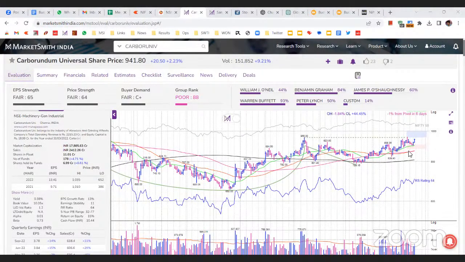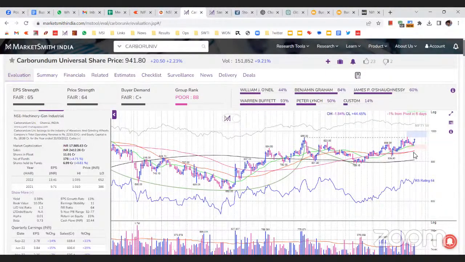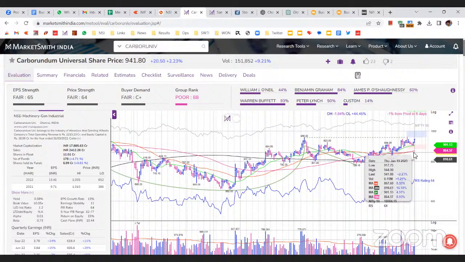If you have this stock in your portfolio, you can keep the 21 DMA as a stop loss, which is at 900 level. A couple of points or 4 to 5 points below 21 DMA as a stop loss, and you can continue to hold it until that level is breached.